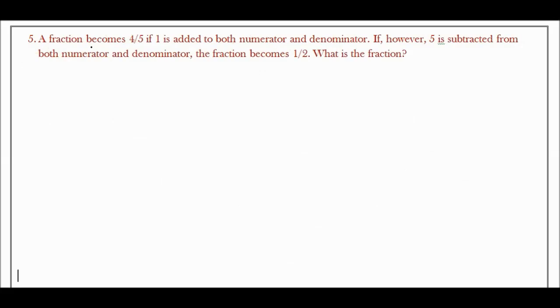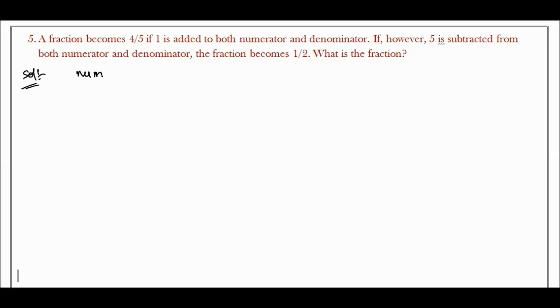So the fifth one: a fraction becomes 4 by 5 if 1 is added to both numerator and denominator. If however 5 is subtracted from both numerator and denominator, the fraction becomes 1 by 2. What is the fraction he is asking? So we need to find the fraction. So start with the solution.